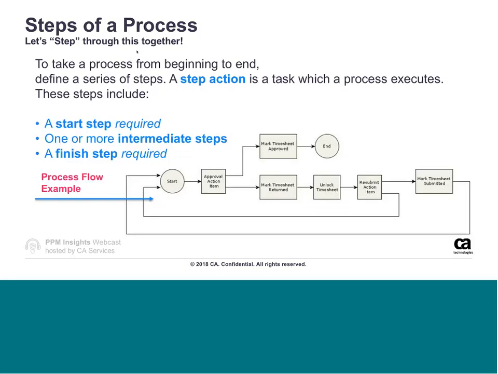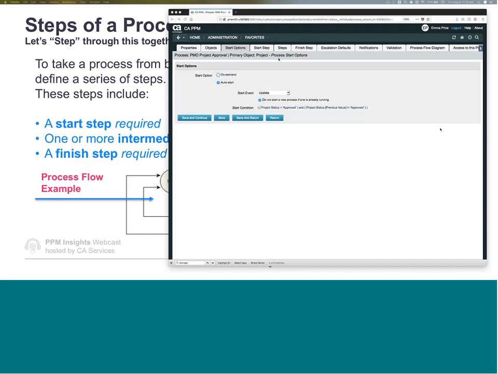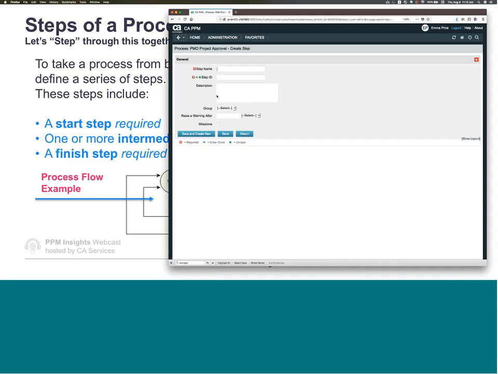Okay, so let's go ahead and create our 3 steps. Today we're going to be creating 3 steps, and that's outside of our start step and our finish step. Okay, so here we go. I'm going to go to the Steps tab, and I'm going to click New Step. Our first step would be sending an action item to the PMO office. So I'm going to say PMO approval. And I'll give it a unique ID. And then I'm just going to click Save and Create New. And now I can create my next one.